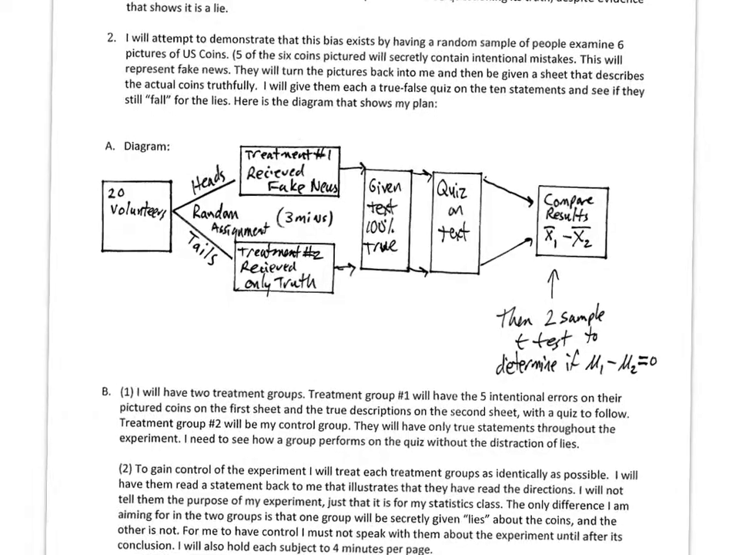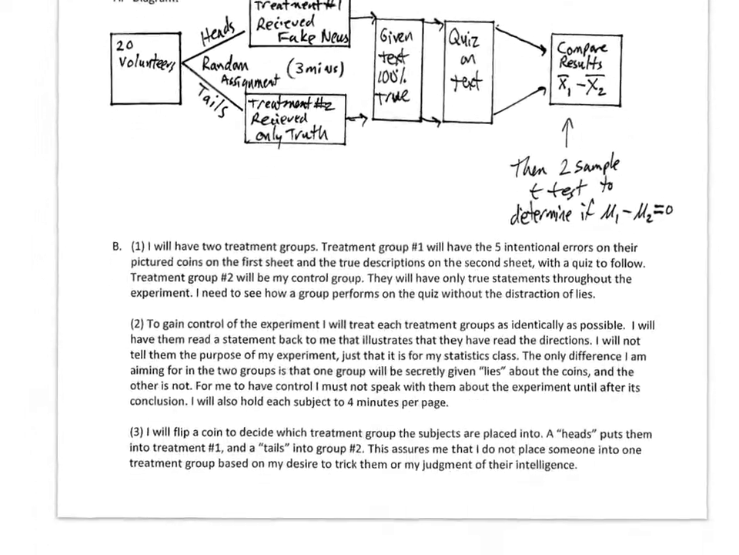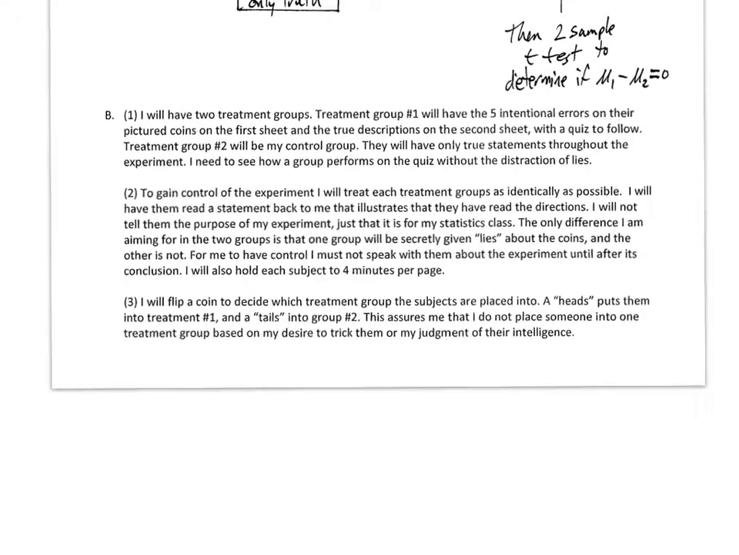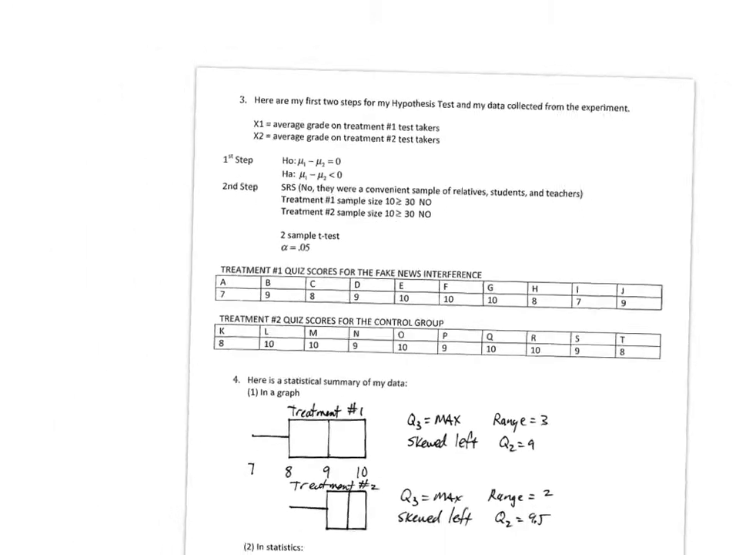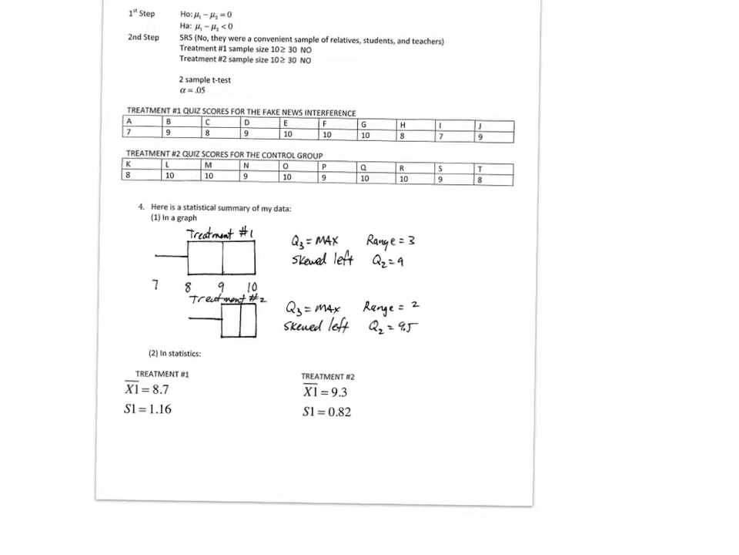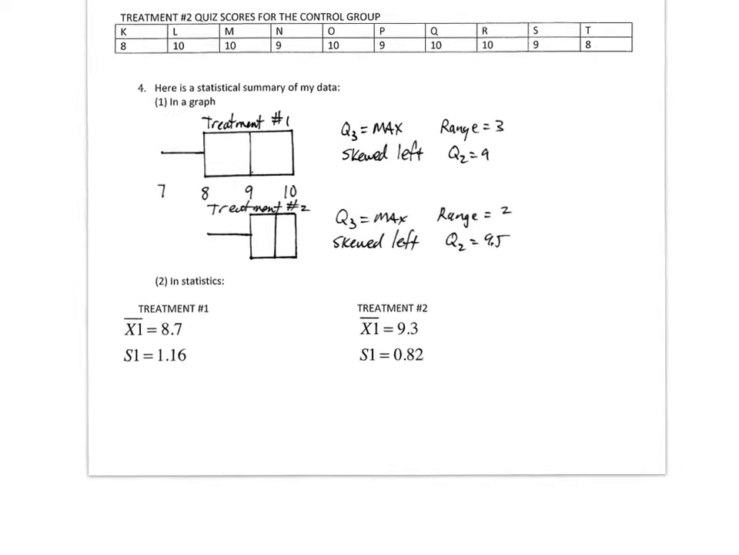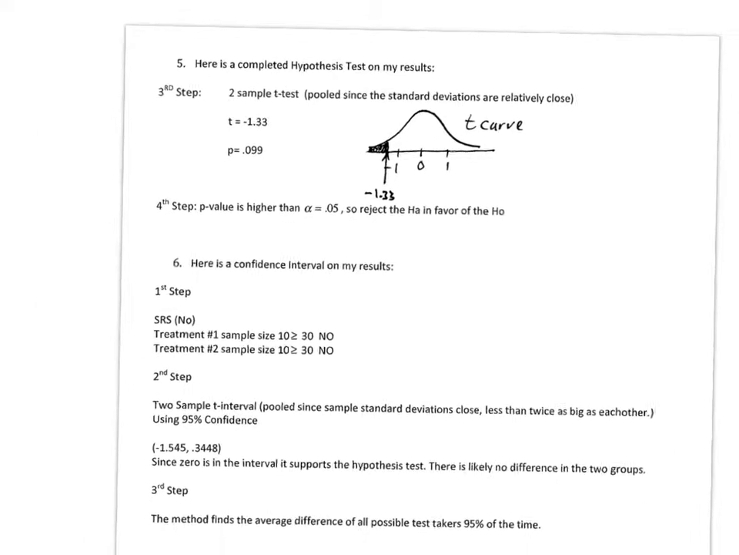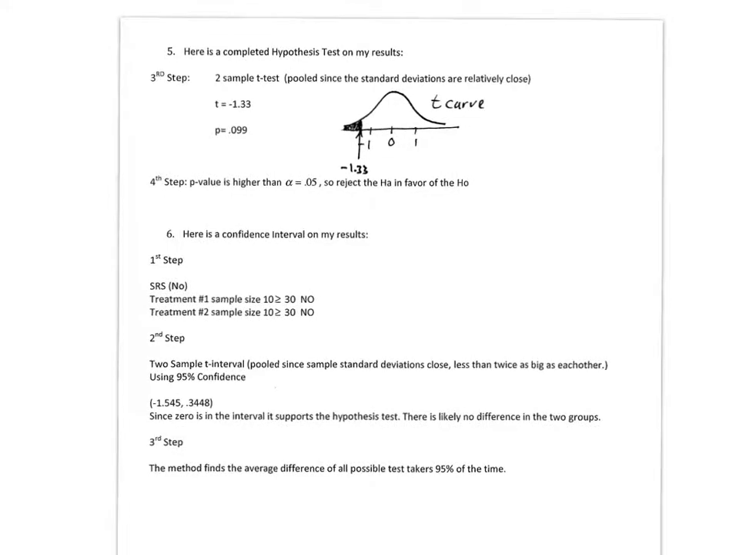So you're going to be showing the game plan of your experiment, describing your experiment in details about how it's run, and then the stuff that we worked on in the spring, completing a hypothesis test that is set up from your results, graphing the results that came about from your experiment, and then finally completing the hypothesis test, and then also completing a confidence interval on the results.